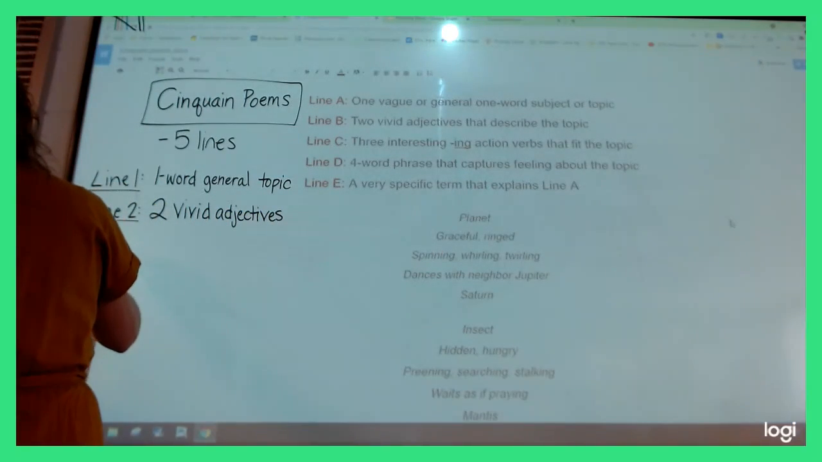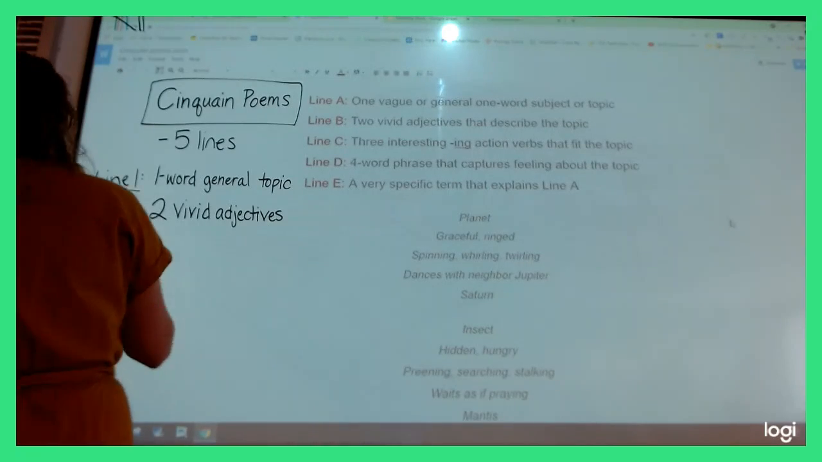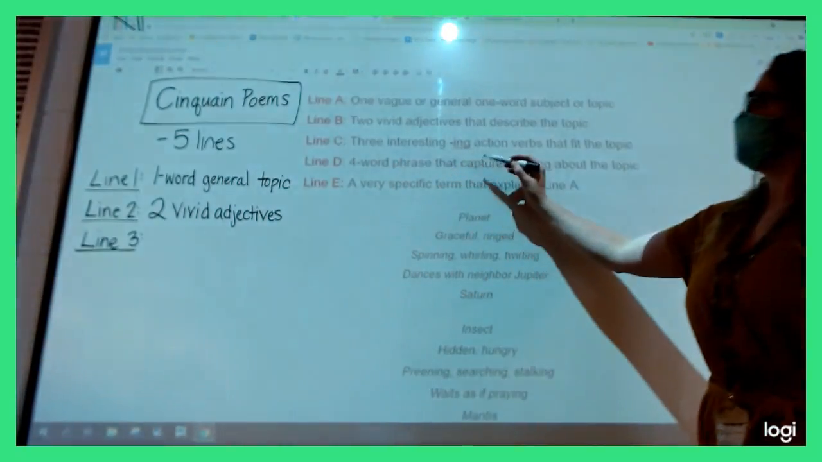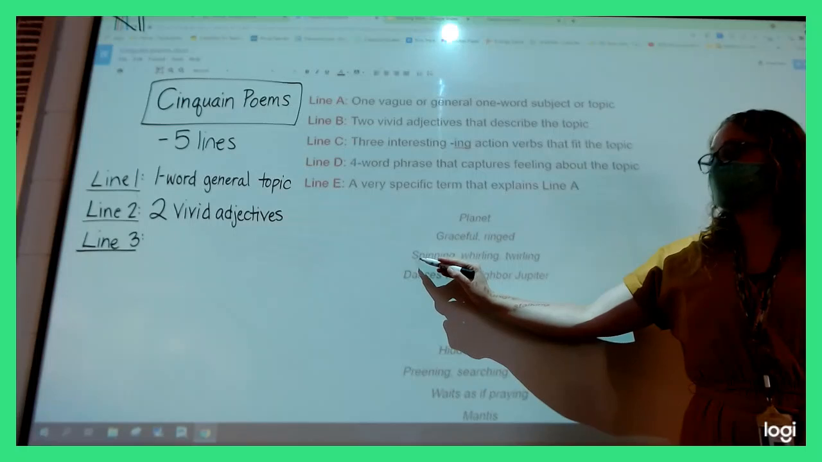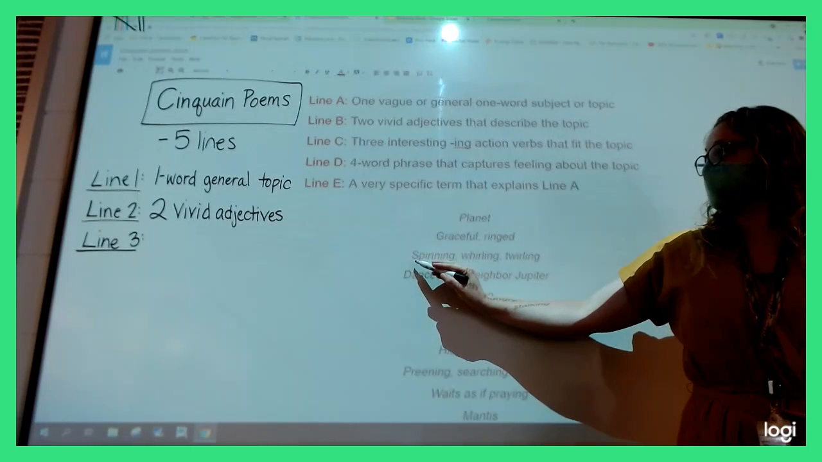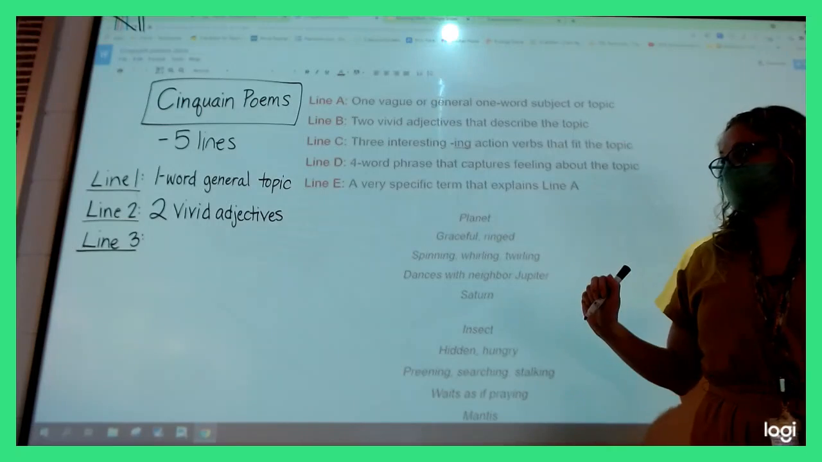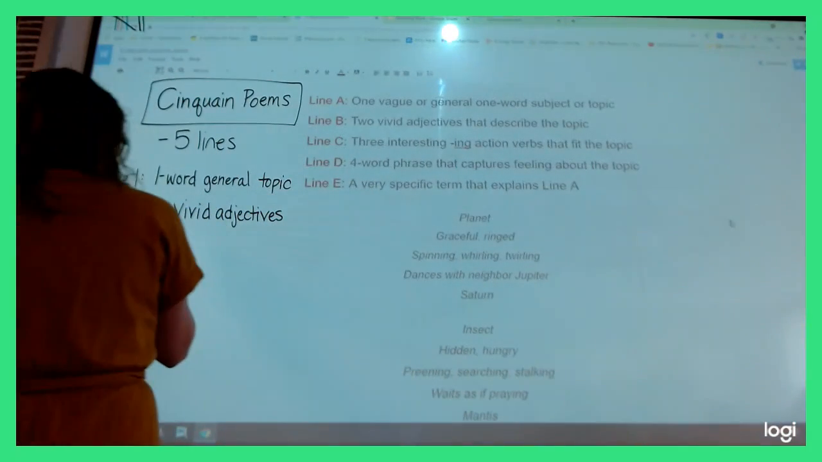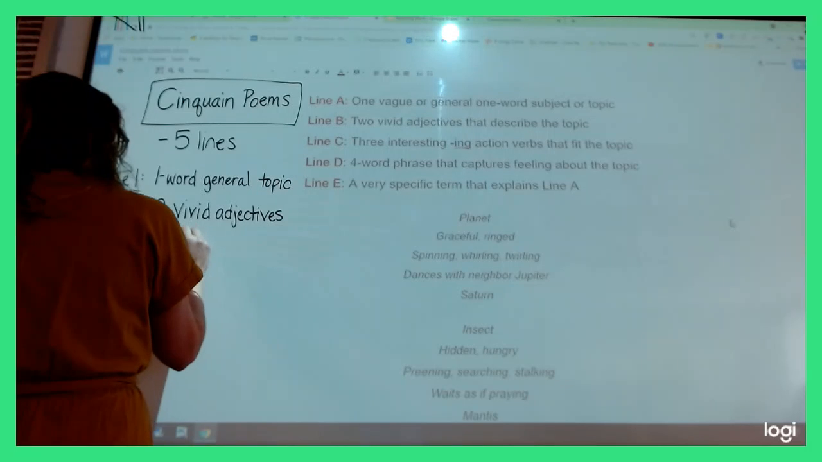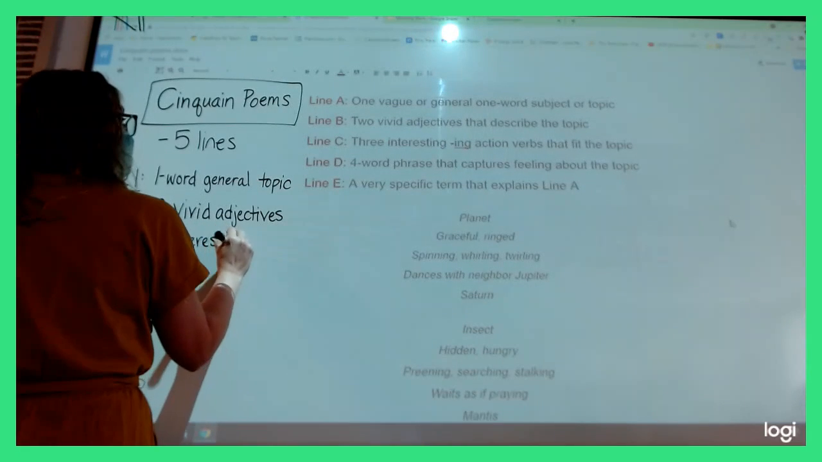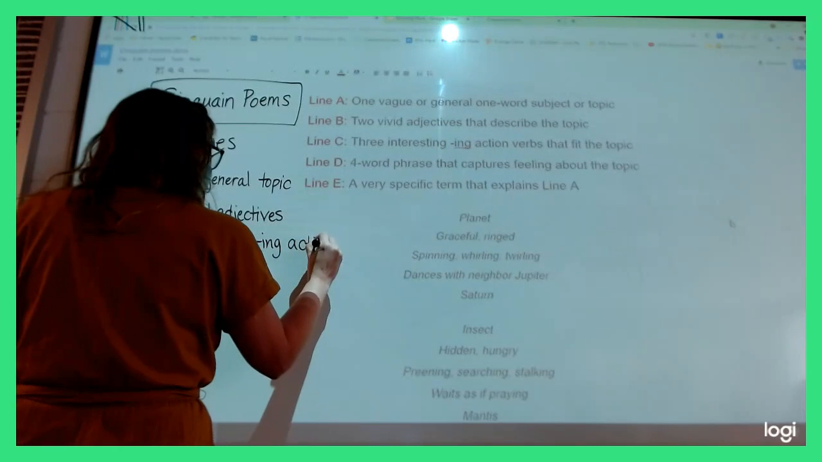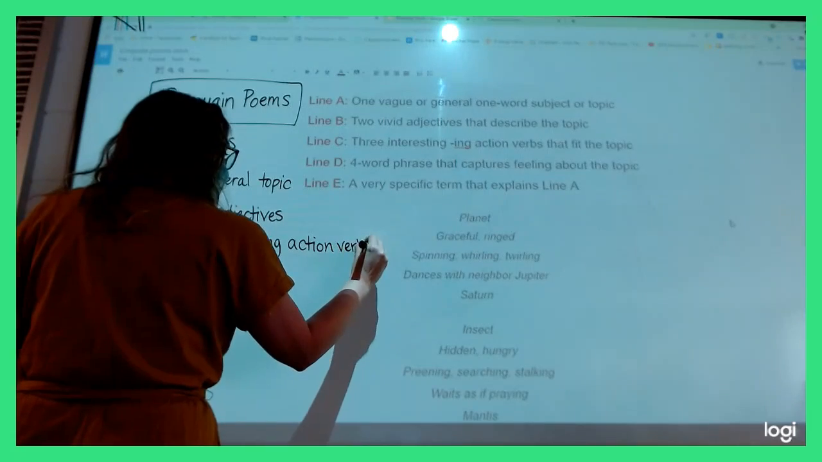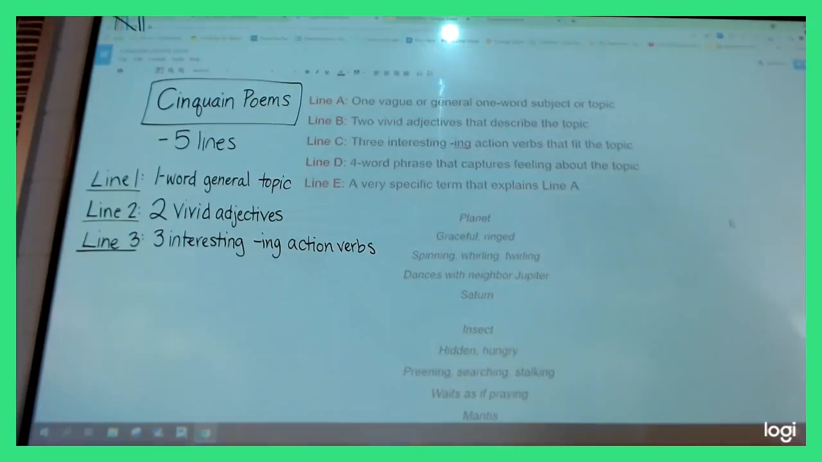Line 3, let's go ahead and take our note. Line 3, you use 3 interesting ing action verbs. Okay, so we've described our topic, and now we're going to describe it with 3 action verbs that end in ing. So for the planet one, it says spinning, whirling, twirling. Okay? So line 3, we have 3 interesting ing action verbs. So that means all of your verbs you choose, they do have to have an ing on the end. That helps the poem sound nice.